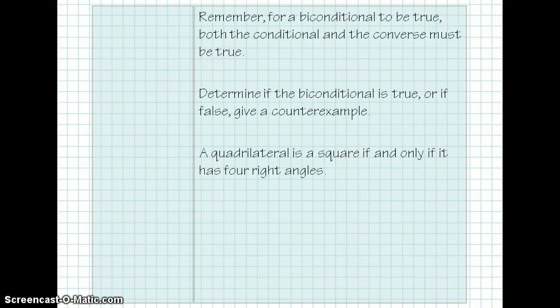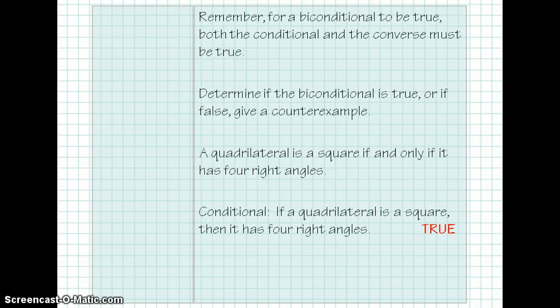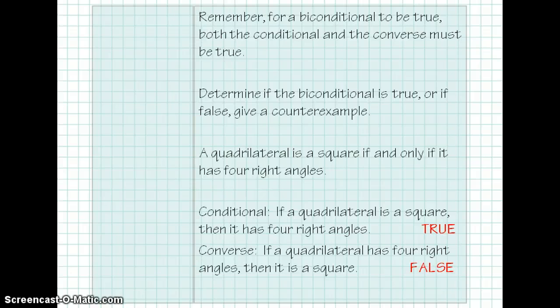So here's my biconditional: a quadrilateral is a square if and only if it has 4 right angles. Well, my conditional is if a quadrilateral is a square, then it has 4 right angles. We know that's true, so that's no problem. Now let's look at the converse. If a quadrilateral has 4 right angles, then it is a square. That's false, okay? It could be a rectangle. So that statement, we cannot write as a biconditional because the converse is not true.